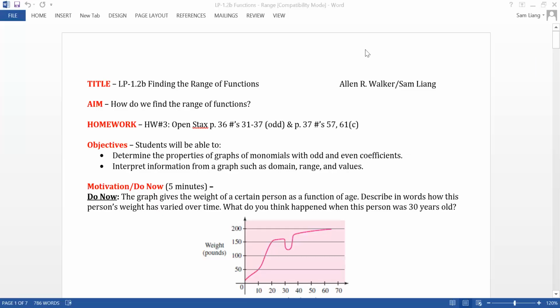Hey everyone, welcome back to another lesson. Today we're going to talk about the range of functions, and the focus for today is how do we find the range of functions.